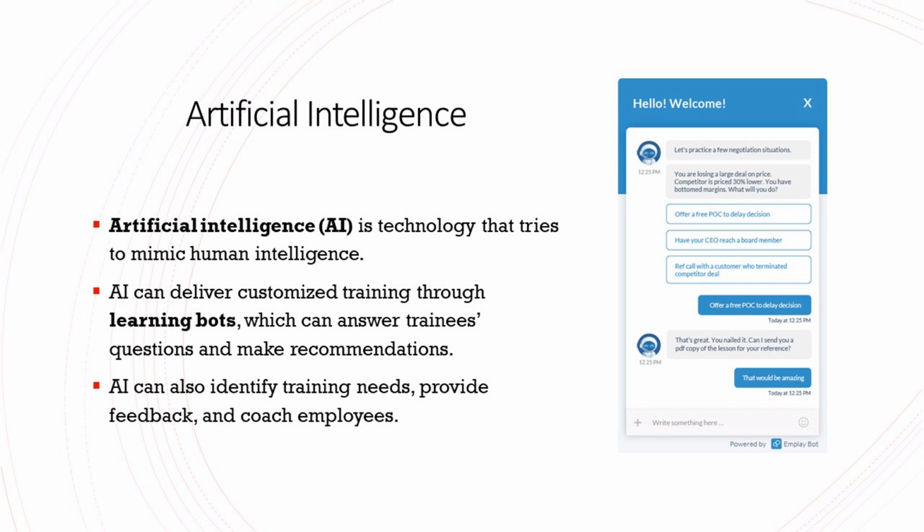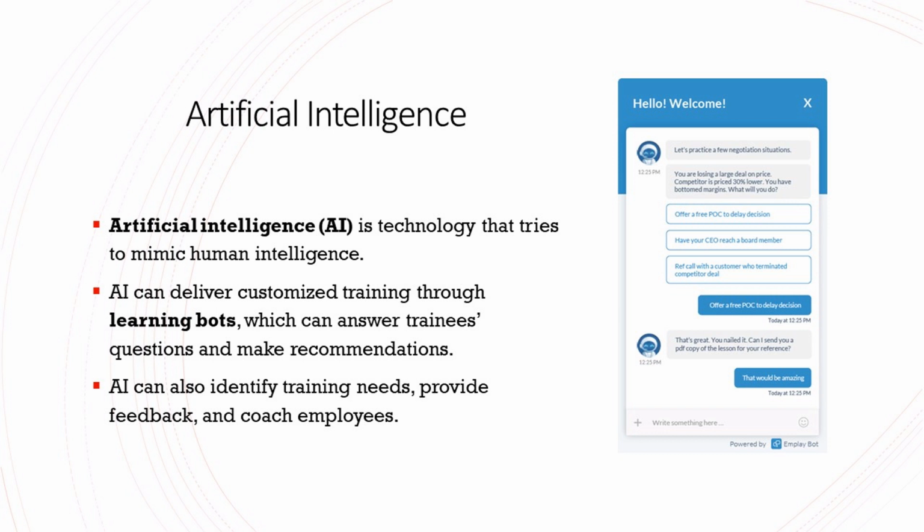Artificial intelligence, or AI for short, is technology that is designed to mimic human intelligence. Think Apple's Siri and Google's Alexa. As trainees learn, AI can adapt the course and customize it based on their input, what they get right or wrong, how they respond to self-management checks. Learning bots, like the one shown here, can answer their questions and make suggestions for what they should do next, what they should learn next, what they should study next.